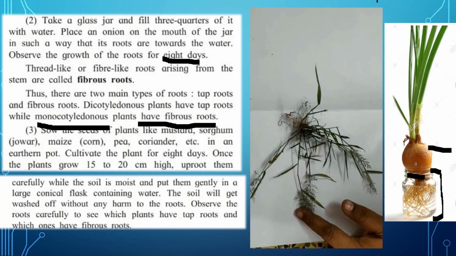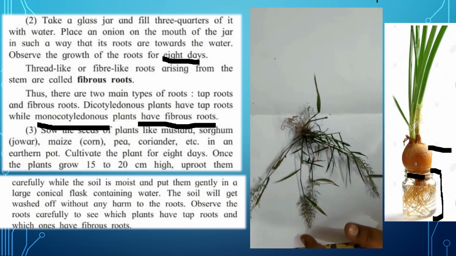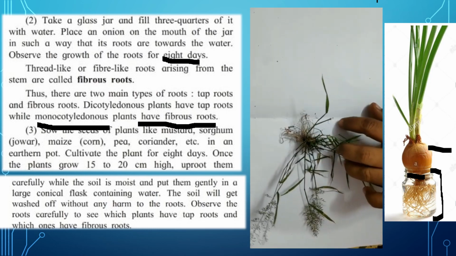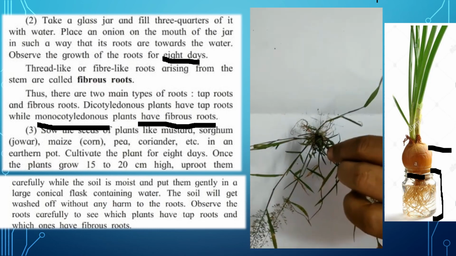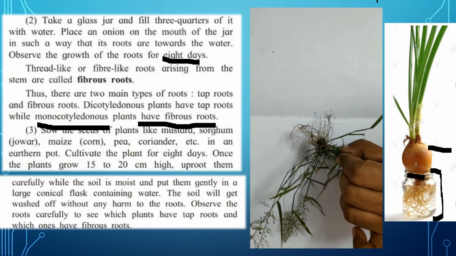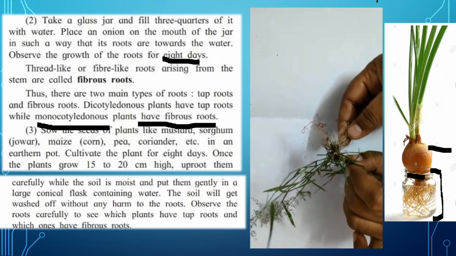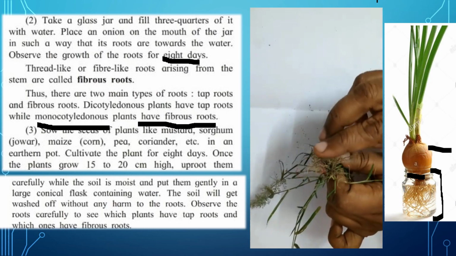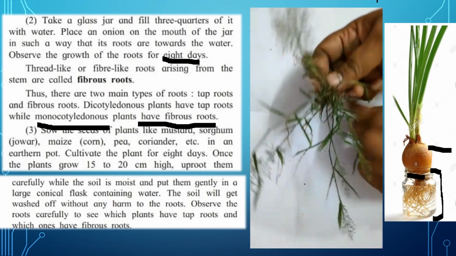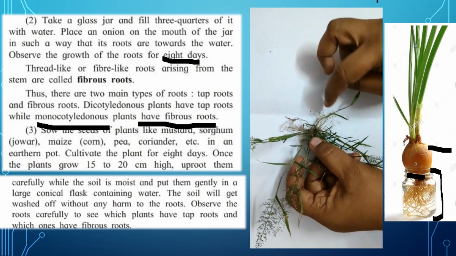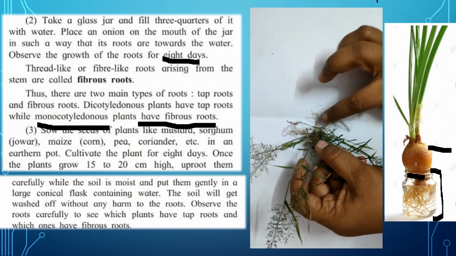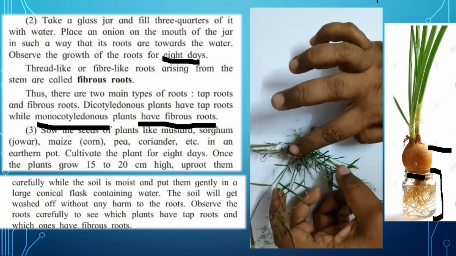Now one activity for you. What do you see here? This is a grass. Try to uproot it. See, it is fixed with the help of roots. Try to uproot it. You cannot uproot it. See the fiber-like structure very nicely. With the help of fibrous roots, it gets anchored in the soil like this.